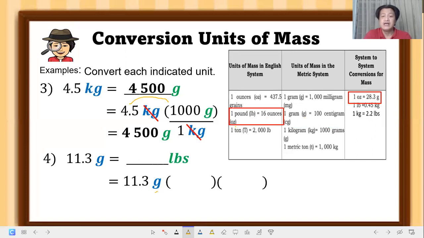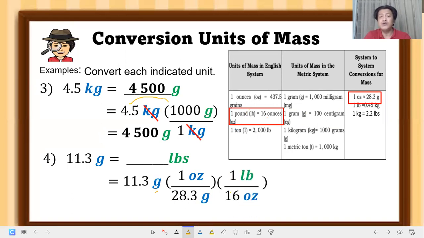That is the unit. So meaning to say, you can now set up the unit fraction wherein the denominator unit is the same to the given which is gram. And also, yung pangalawa ay yung same yung unit natin sa denominator, yung ounces, same doon sa numerator para ma-cancel natin. Okay? And then you can now cancel the same unit, yung gram, tsaka yung ounces. And then you can now multiply.